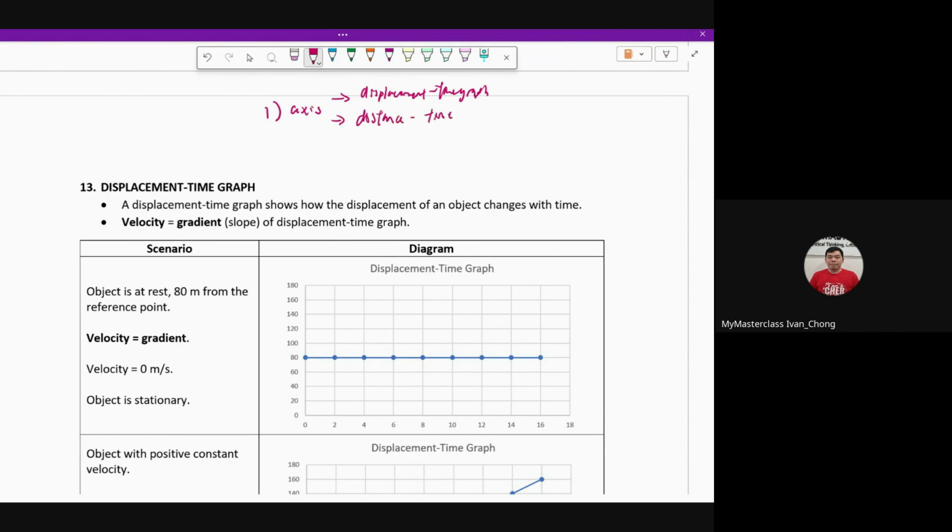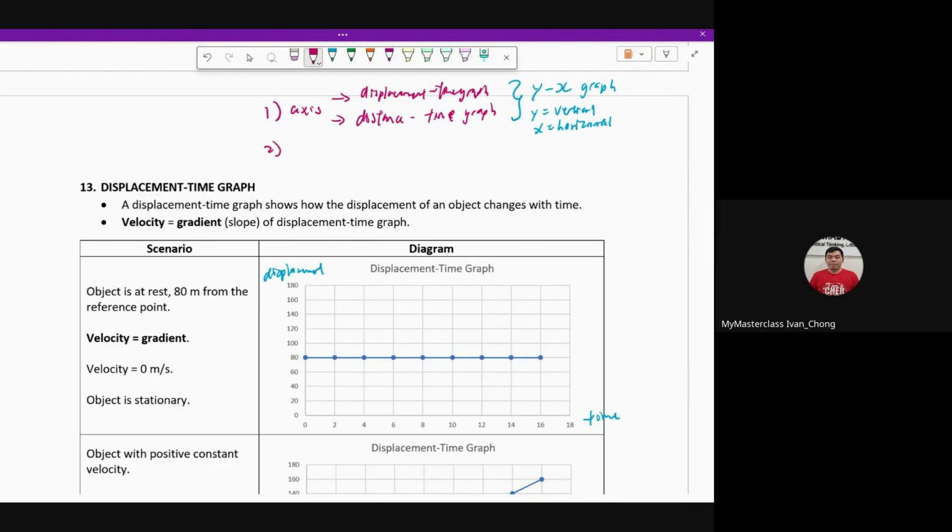Okay, basically the two graphs are very, very similar. And do take note that distance will never be negative because it's a scalar quantity, while displacement can be negative. Also take note, this is in the format of a y against x graph, so y is your vertical and x is your horizontal. For those who don't understand what a displacement time graph is, it means that displacement is your y-axis and time is your horizontal axis.